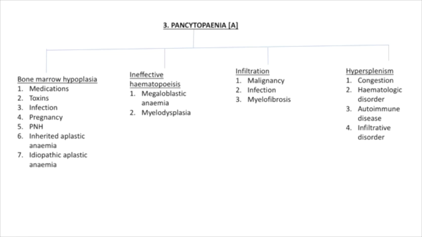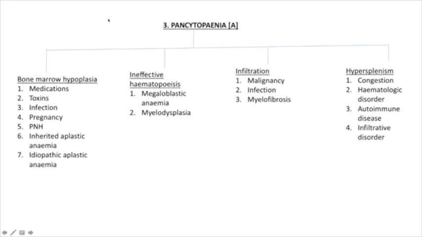Pancytopenia can develop as a result of one of these four processes that we have here in our four arms of the algorithm: bone marrow hypoplasia, ineffective hematopoiesis, infiltration, or hypersplenism. Bone marrow hypoplasia describes an abnormally low proportion of hematopoietic stem cells in the absence of an infiltrative process. Some causes of hypoplasia can be anticipated and some are reversible, like cytotoxic chemotherapy.